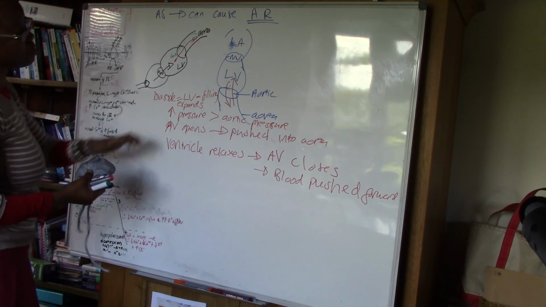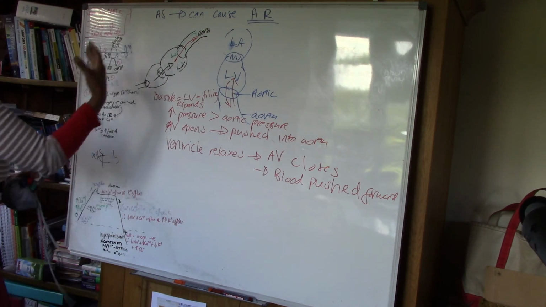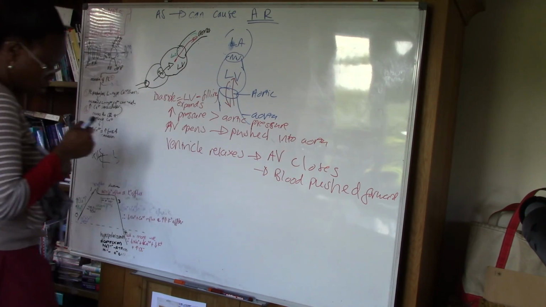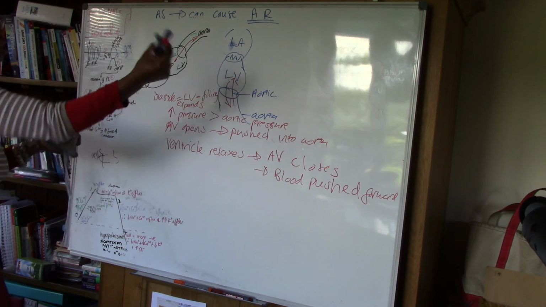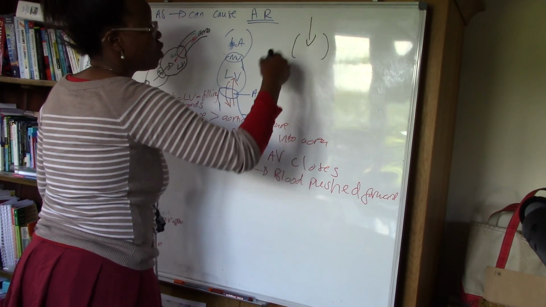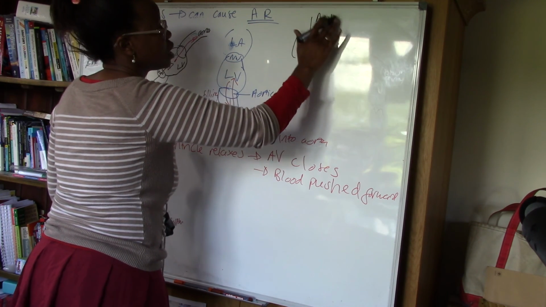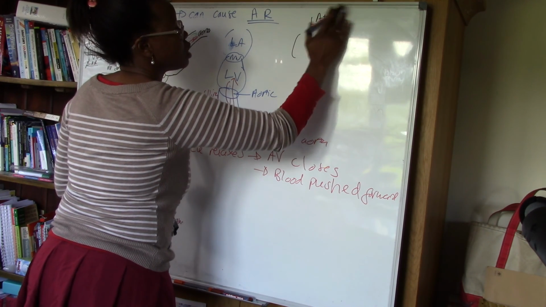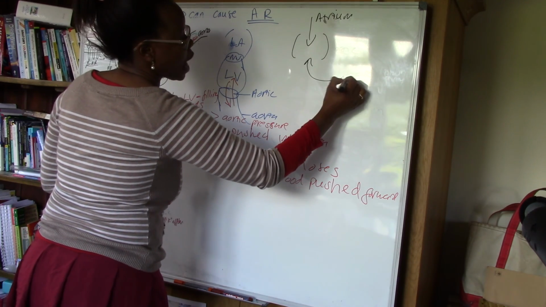Number two, it means that the pressure on the ventricle is increased, because remember, end diastolic volume is that volume of blood that is there at the end of diastole, when the ventricle is ready to push. So if you keep adding into the ventricle, it's receiving blood from the atrium, and it's also receiving blood from the aorta.